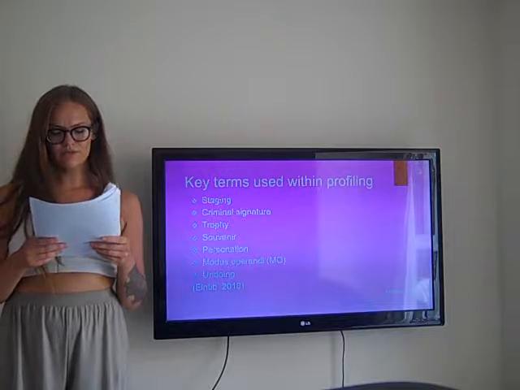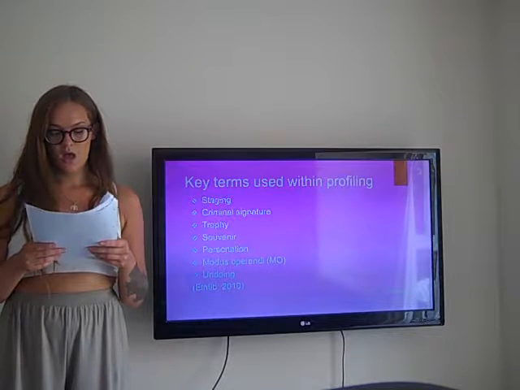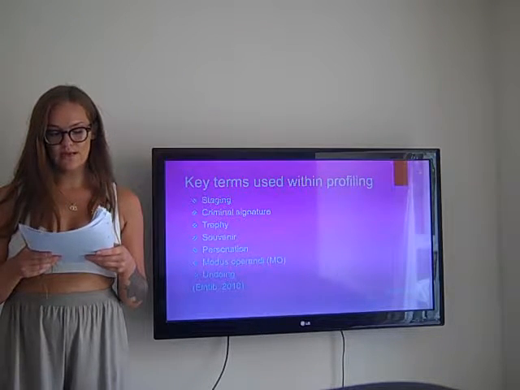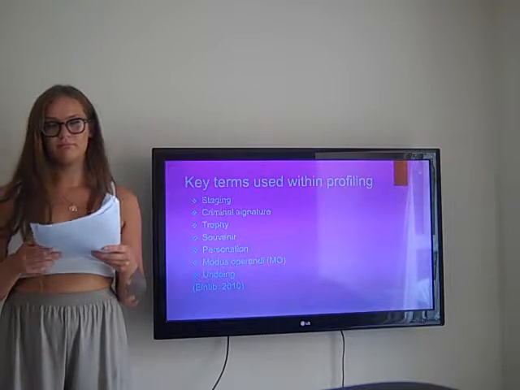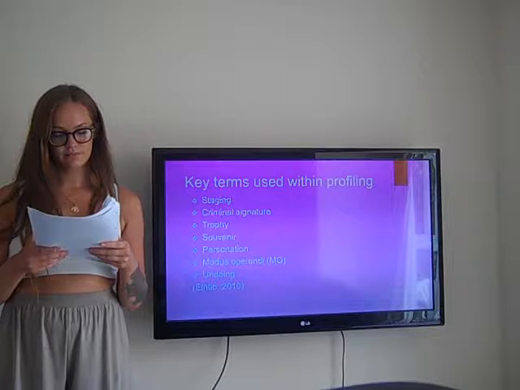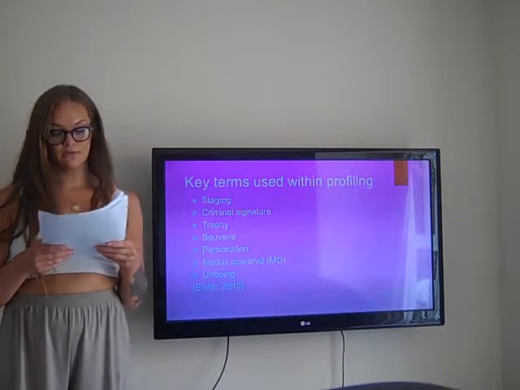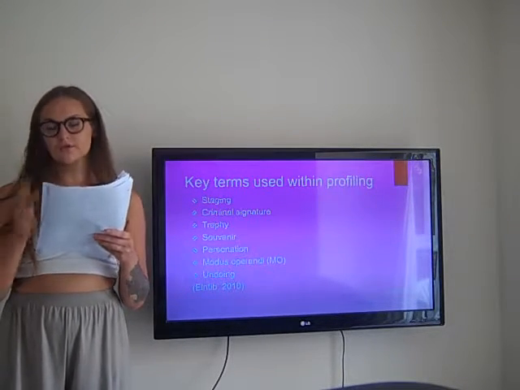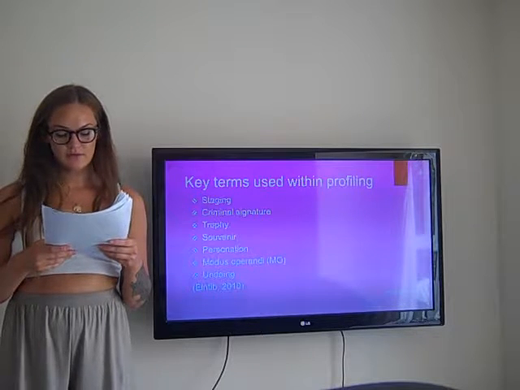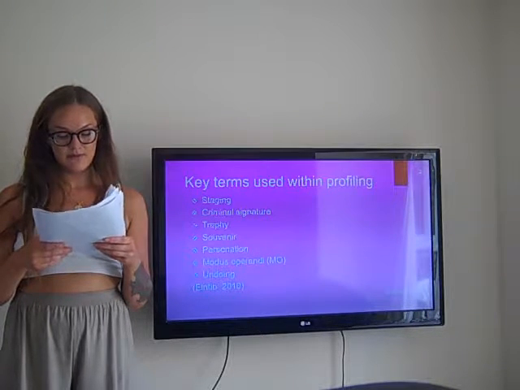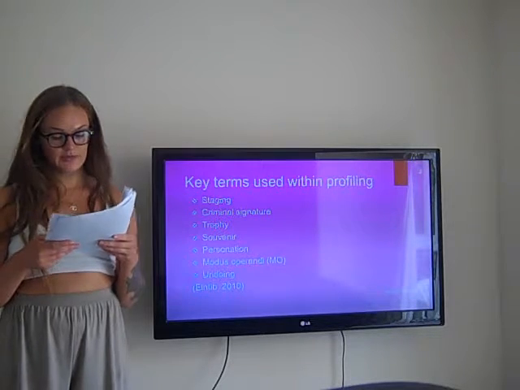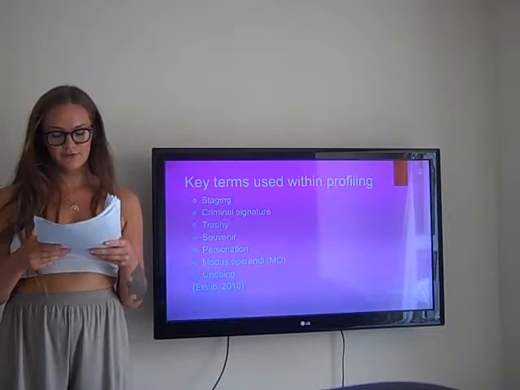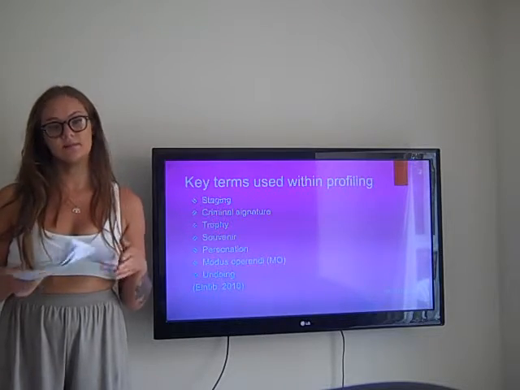Personation refers to when an offender does more than necessary to commit an offence, and they create more of an intimate meaning to the offence. The MO, the modus operandi, commonly known as just the MO, is the way in which the offender operates and their methods of committing their offences. And undoing is a term meaning an attempt to undo or rectify the offence that they have just committed.